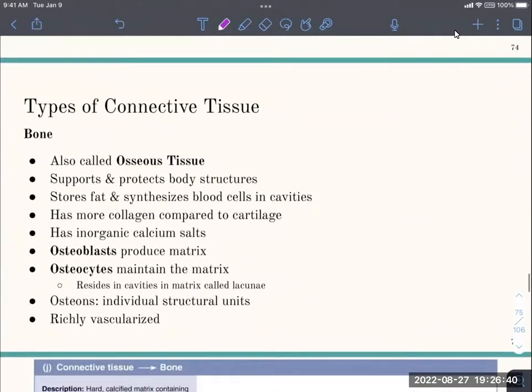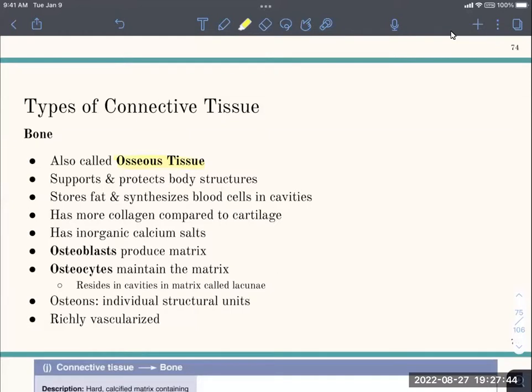Let's look at bone. Bone is also called osseous tissue. Osseous means bone. Bone is what supports body structures, like your ribs actually protect your heart and your lungs, and also somewhat your kidneys in the back. They also synthesize blood. They store fat.